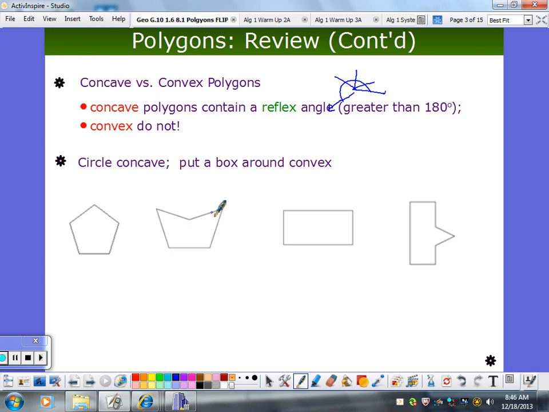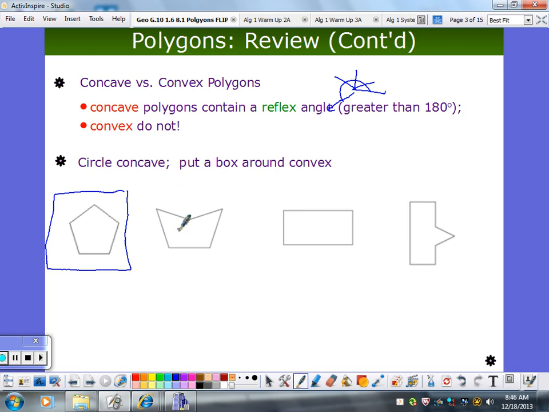So if I'm looking at this, which ones are concave and which ones are convex? We're going to circle the concave ones. I like to think of the concave ones as caving in a little bit. So if I look at these interior angles here, do any of them look like they're more than 180 degrees? No? So what kind is this? Convex. So I would put a box around this guy. Convex.